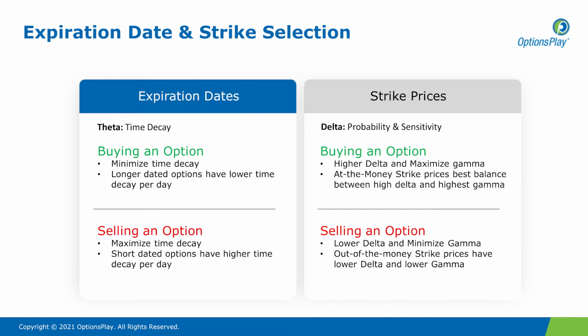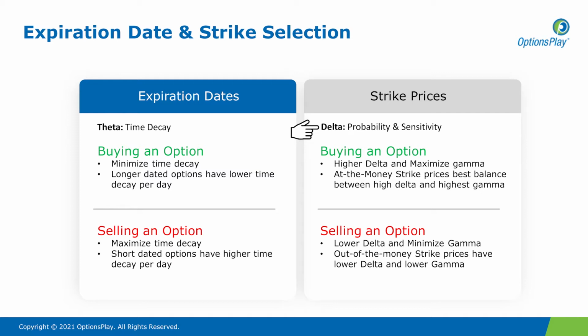We're going to dive into this a little bit more, but when we're thinking about expiration dates and strike prices, when you're buying an option, as I said, we want to minimize time decay, and we want to have longer dated options that have lower amounts of time decay. When we're selling an option, we want to maximize that time decay. And then when we're thinking about strike prices, this is really where we have to look at probability and the sensitivity of the option that you're buying or selling to the underlying stock price movement, because theta, which is time decay, is one of the major considerations in determining the right expiration date. And then delta is the major consideration when selecting a strike price.